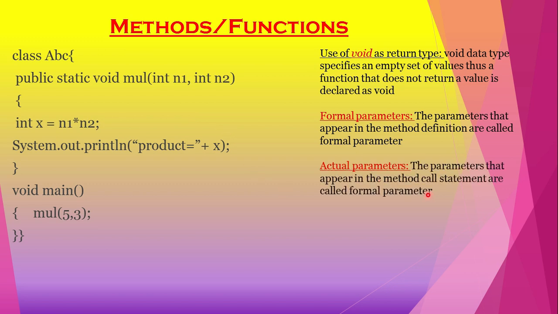Next are actual parameters. The parameters that appear in the method call statement. This is the method call statement. In this you can see the argument values 5 and 3. These are called actual parameters. The values visible in the method call statement, 5 and 3, are called the actual parameters. These are the actual values supplied, and formal parameters will always be visible with the function declaration. Actual parameters will always be visible with the function call statement.